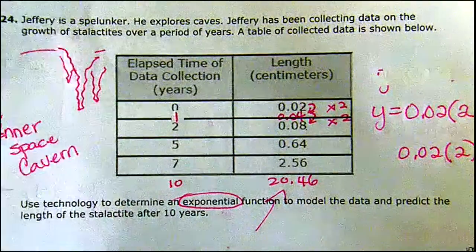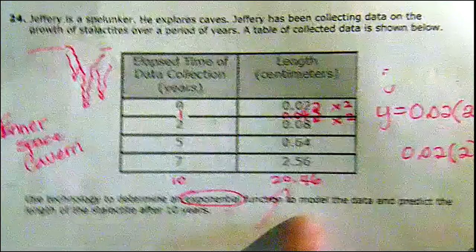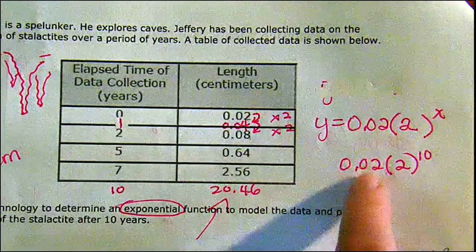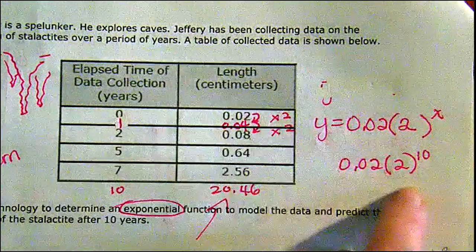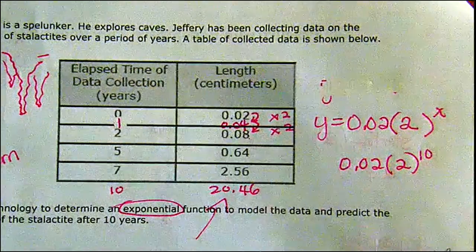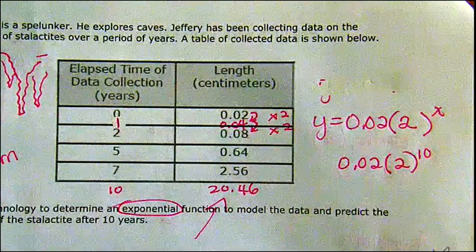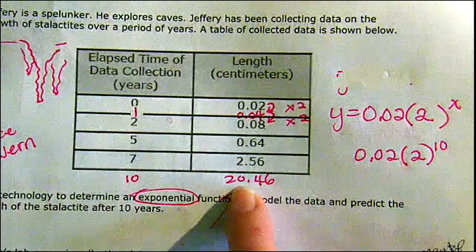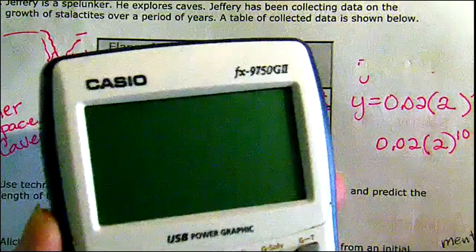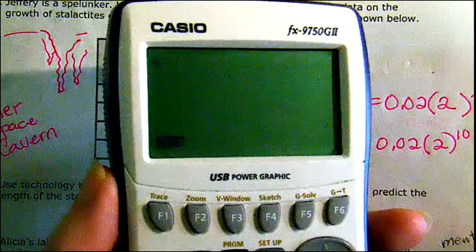So we found the formula, which is starting at 0.02. I found the common ratio, which is 2, and that's the B. And then to predict for 10 years, I put the 10 for the X, and come up with this amount. But Frishta, you said you weren't sure how to use the calculator on this one?